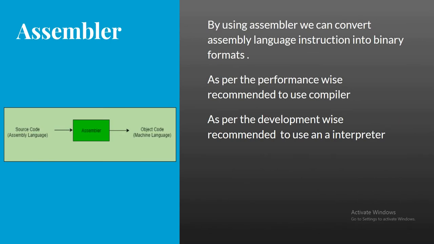Here is the assembler. By using an assembler, we can convert assembly level instructions into binary format. So anyhow, we have to convert our code into binary, and these are the ways we can do it. Assembler is nothing but instruction-wise. We give some instructions and the assembler will convert them into object level code or machine level code, that is binary code.